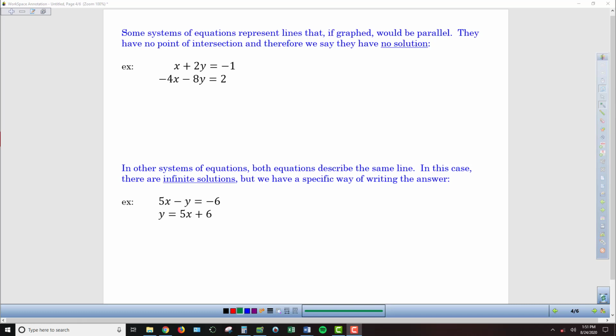Now there's some systems of equations where the two lines, if we were to graph them, so if we have a coordinate plane here, if we were to graph the two lines, they end up never intersecting. They're parallel. And so that means that there is no point, there is no xy coordinate pair that works as a solution in both of the equations. So without graphing, we should be able to determine that circumstance as well.